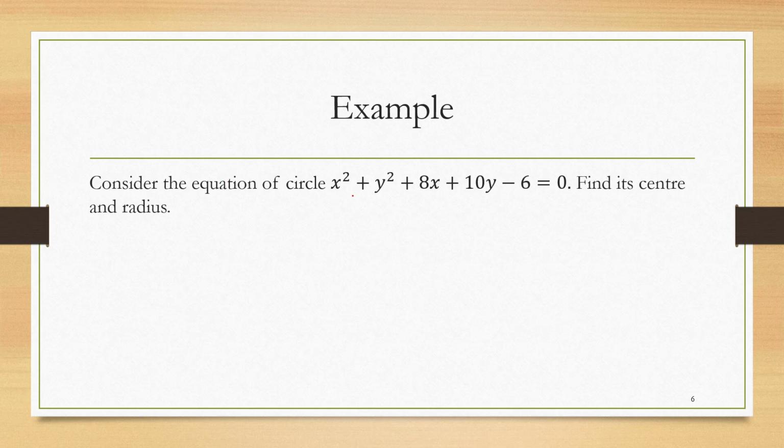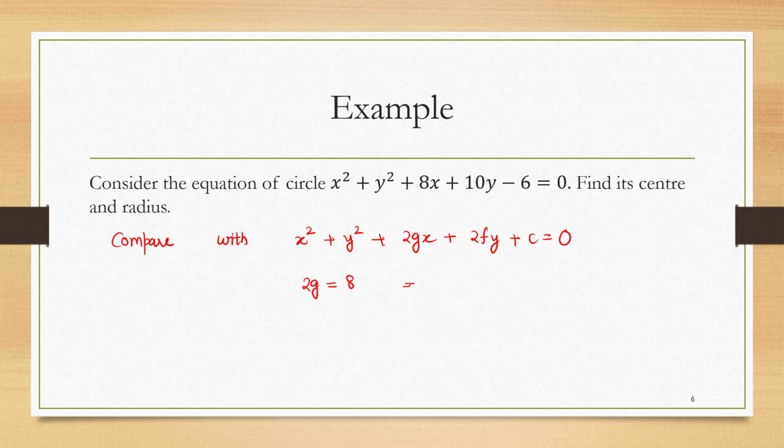Consider the equation of circle x square plus y square plus 8x plus 10y minus 6 equal to 0. Find its center and radius. So compare this equation with the general equation x square plus y square plus 2gx plus 2fy plus c equal to 0. So comparing the coefficient of x, we get 2g is equal to 8, that is g is equal to 4. 2f is equal to 10, that is f is equal to 5. And c is minus 6. So g is 4, f is 5 and c is minus 6.